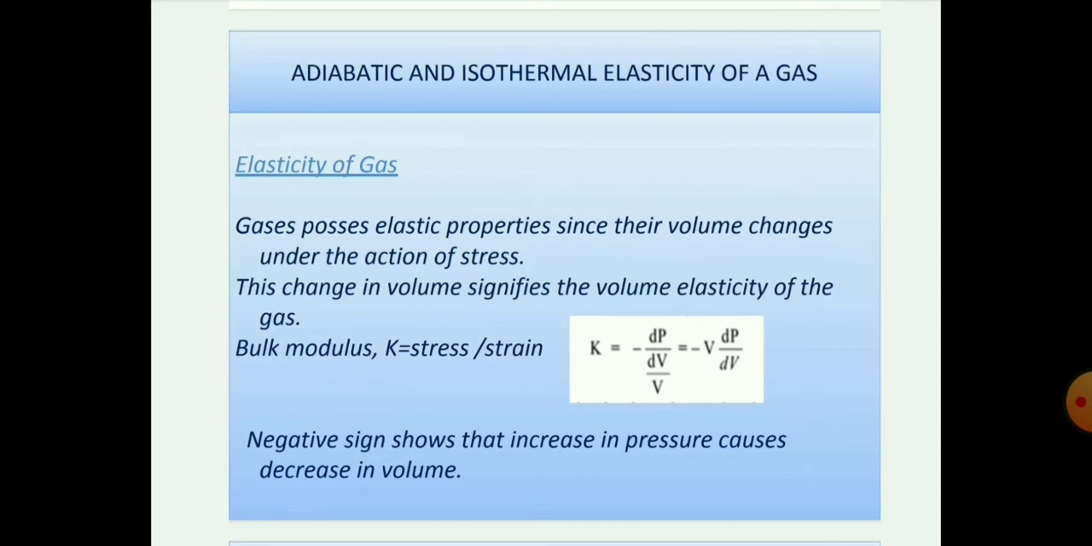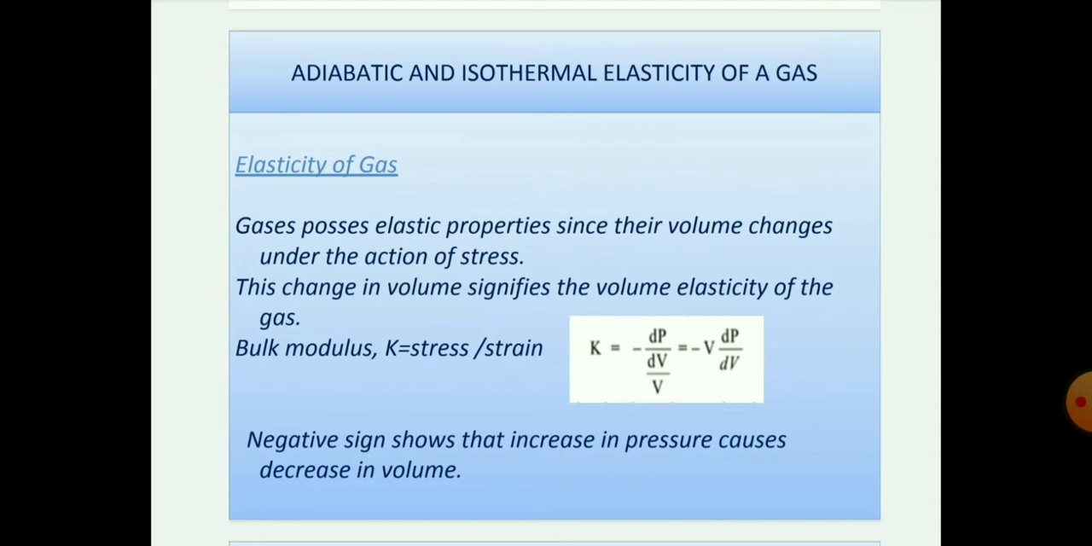Elasticity of a gas. We know gases possess elastic properties because they can change their volume under the action of stress or pressure. We know bulk modulus K is equal to stress by strain. That is, K is equal to minus dP divided by dV by V, where delta P is the change in pressure or force per unit area on the material. Delta V is the change in volume of material due to compression.